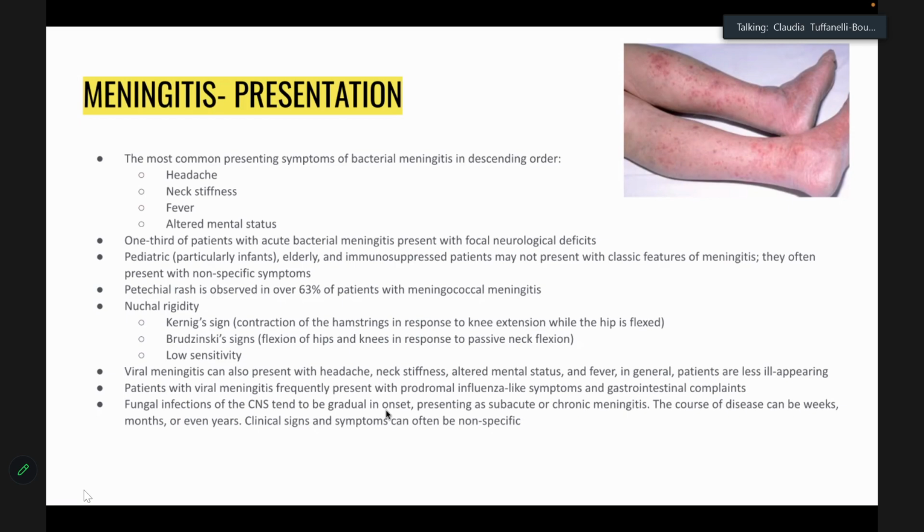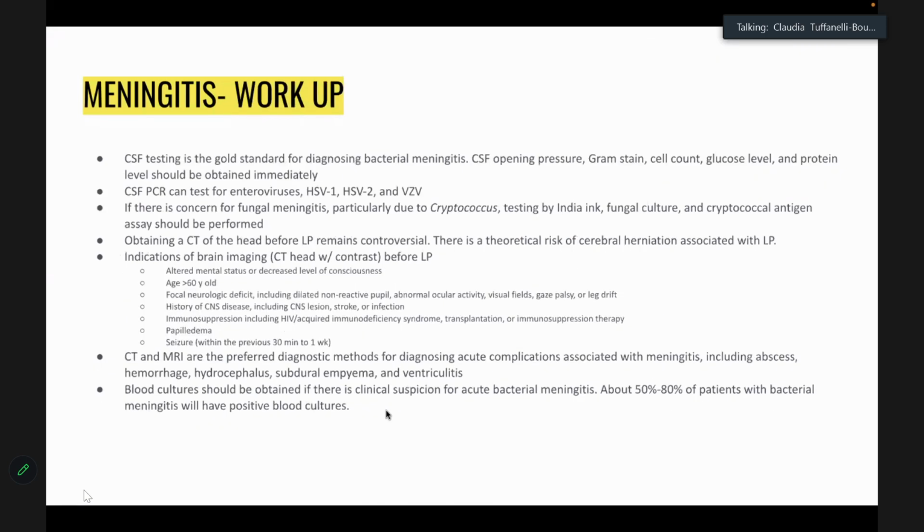And then with fungal meningitis, just remember that can be chronic. So they could have had these symptoms for a month or several weeks. So don't let the onset of time fool you into not looking into this as a diagnosis when somebody comes in.